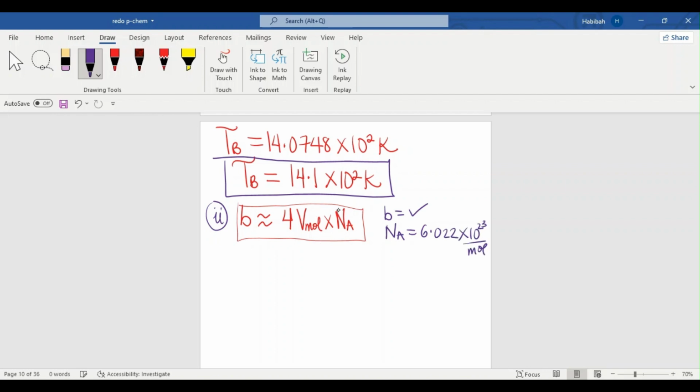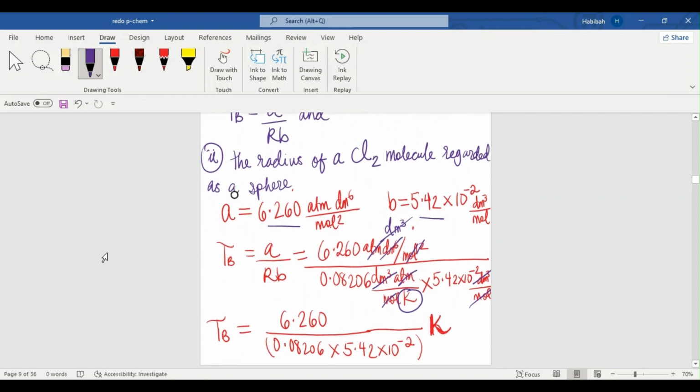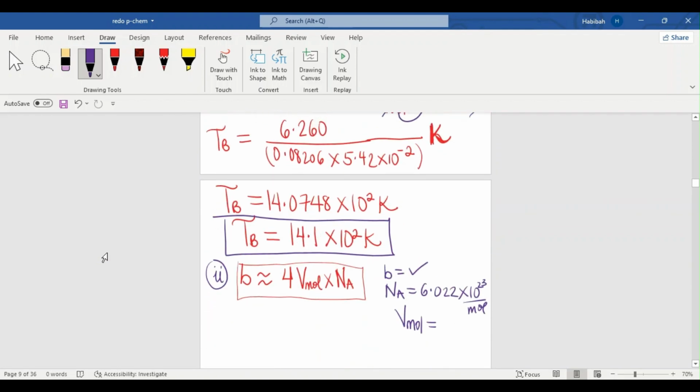So that's Avogadro's constant. But then you may be wondering, what is the volume of the molecule? What does Vm stand for? Well, going back to our question, we're told the radius of the chlorine gas molecule is regarded as a sphere. The volume of a sphere is simply 4 over 3 pi r cubed. So we know all of this information, and that is basically what is necessary. And of course, we have the value for B. So let's write out everything.